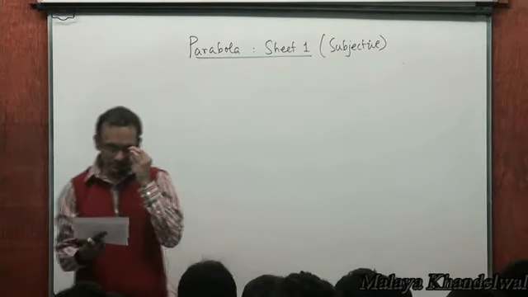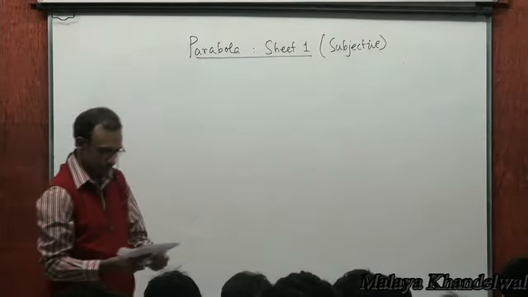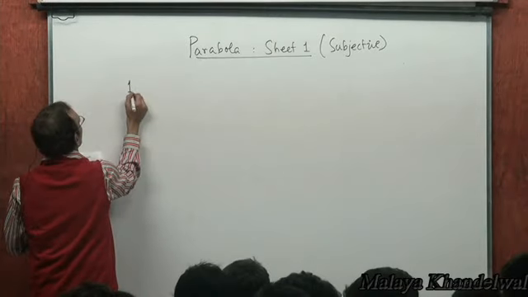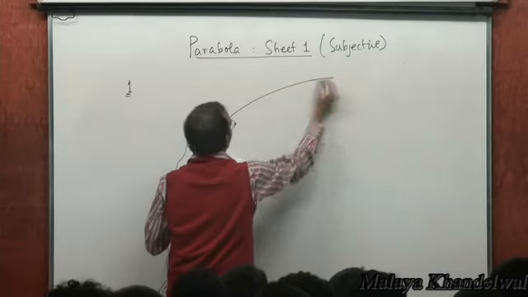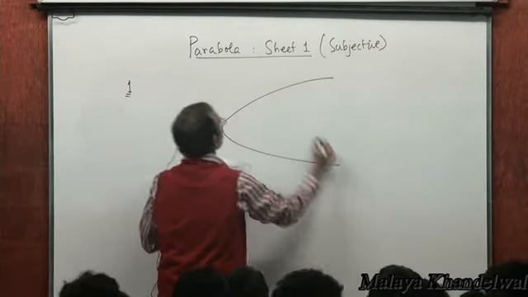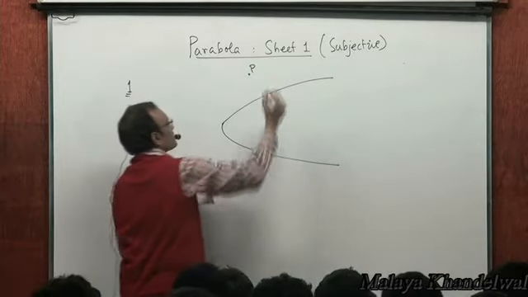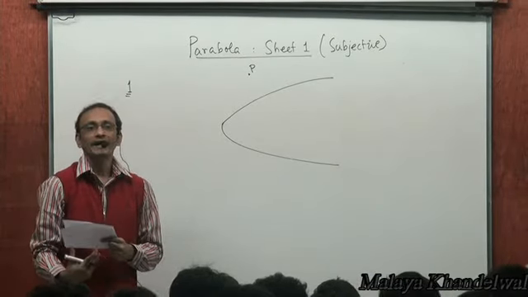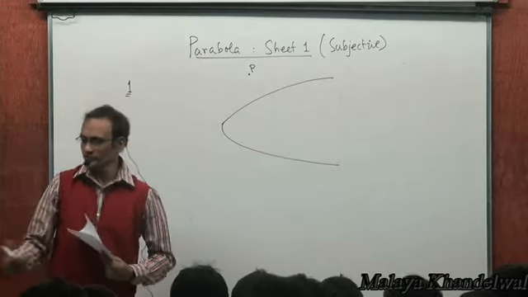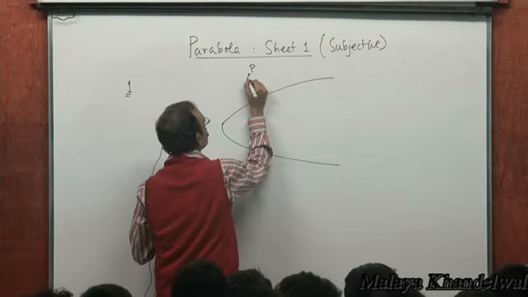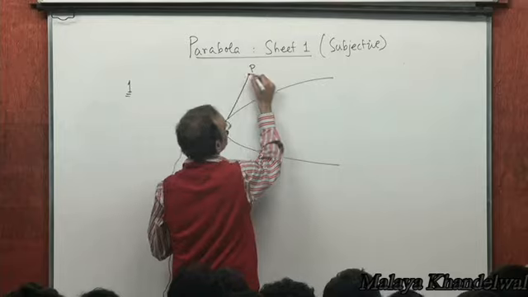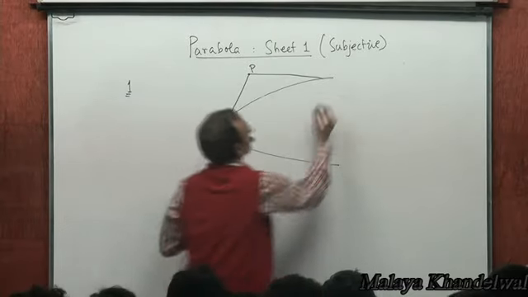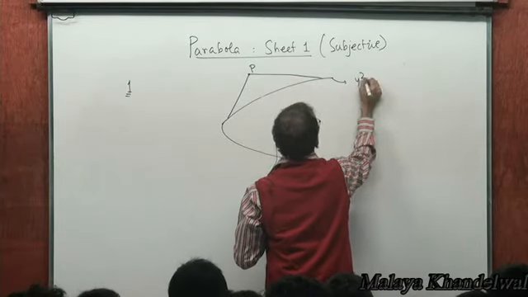The first problem: there is a point P, a moving point P, and a pair of tangents are drawn from this moving point P. This is one tangent, this is another tangent, to a parabola y squared equal to 4ax.